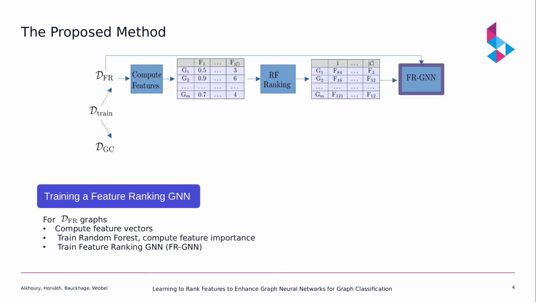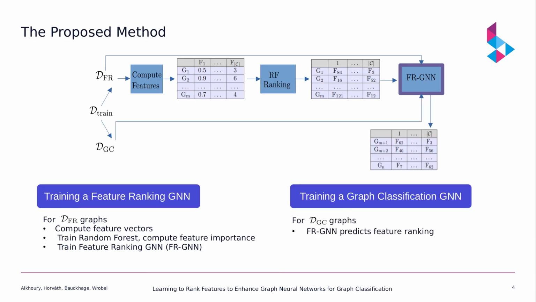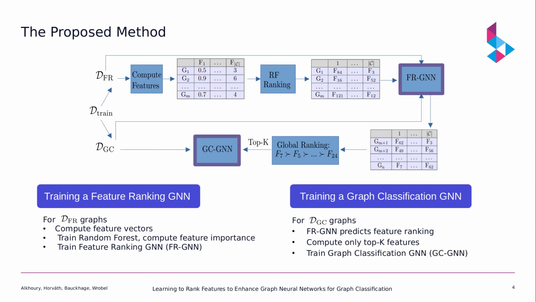We then train a feature ranking GNN, or FRGNN, that learns to map each graph to its corresponding feature importance vector. Then in the second phase, we switch to the actual graph classification task. For each graph in the graph classification set, the learned FRGNN model predicts a ranking of all features. We then compute only the top K features, not all C features, and these top K features become the input to the final graph classifier, GC-GNN.